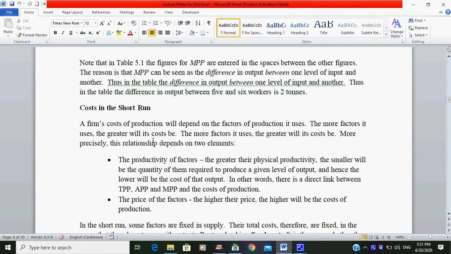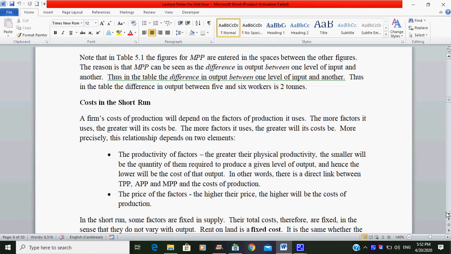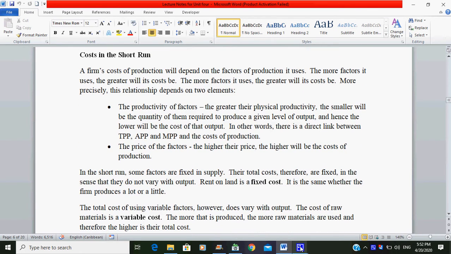More precisely, this relationship depends on two elements: the productivity of factors, which means the greater their physical productivity, the smaller will be the quantity of them required to produce a given level of output, and hence the lower will be the cost of that output. In other words, there's a direct link between TPP, APP, and MPP and the cost of production. The price of the factors is another element. The higher their price, the higher will be the cost of production.